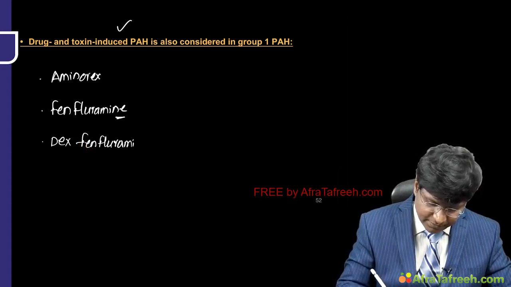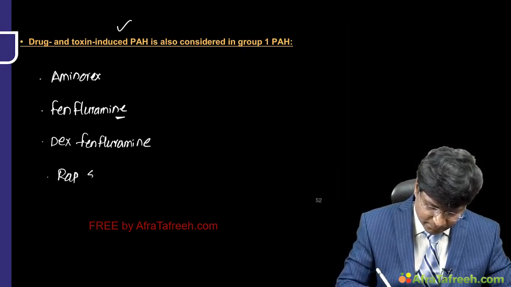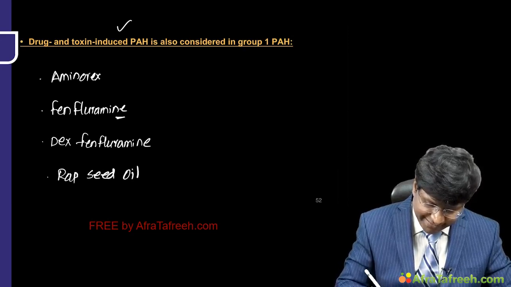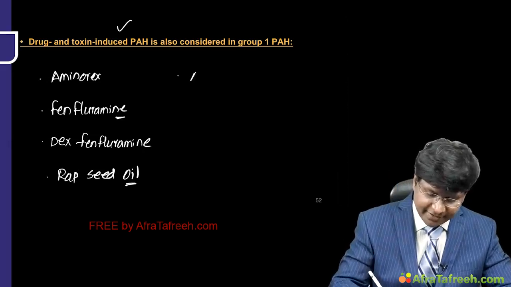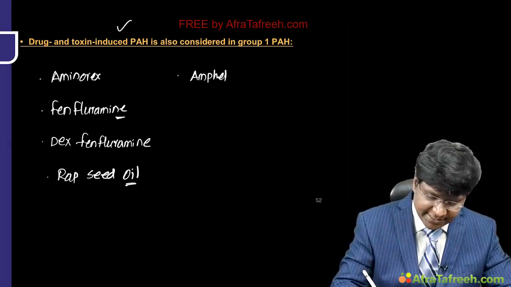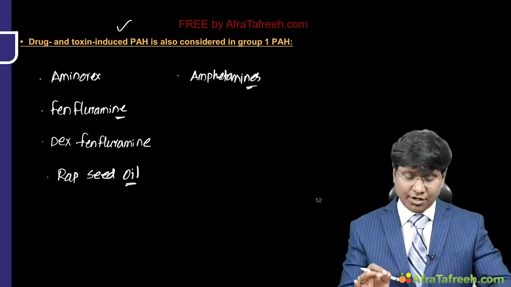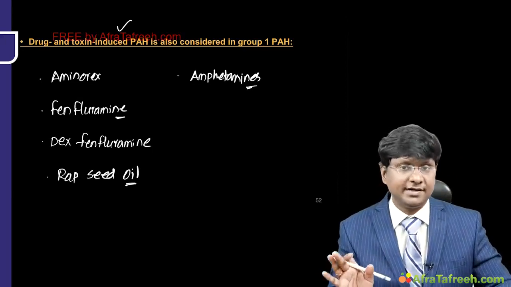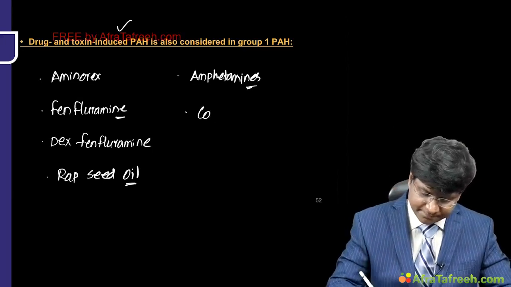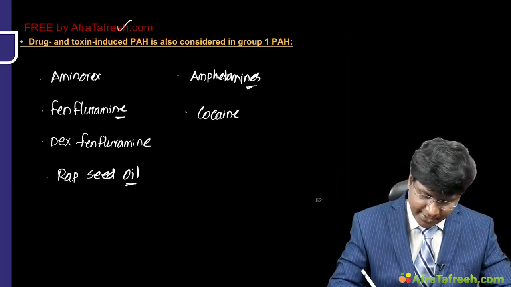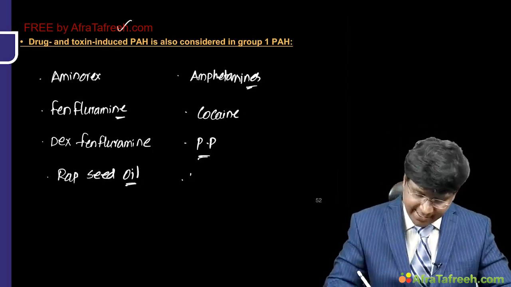Next is an oil, rapeseed oil, that can contribute to the development of pulmonary hypertension. And next is amphetamines, which we have just discussed, that is methamphetamine. These are the drugs that can contribute to the development of group 1 pulmonary arterial hypertension. And even some drugs of abuse like cocaine and phenylpropanolamine. PPA stands for phenylpropanolamine. Then L-tryptophan.